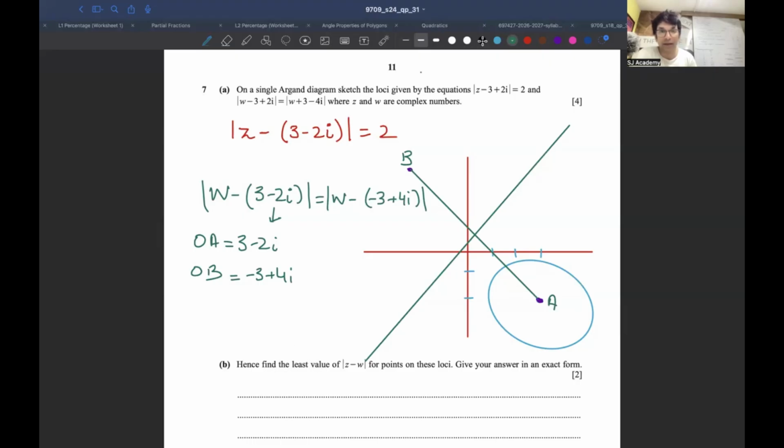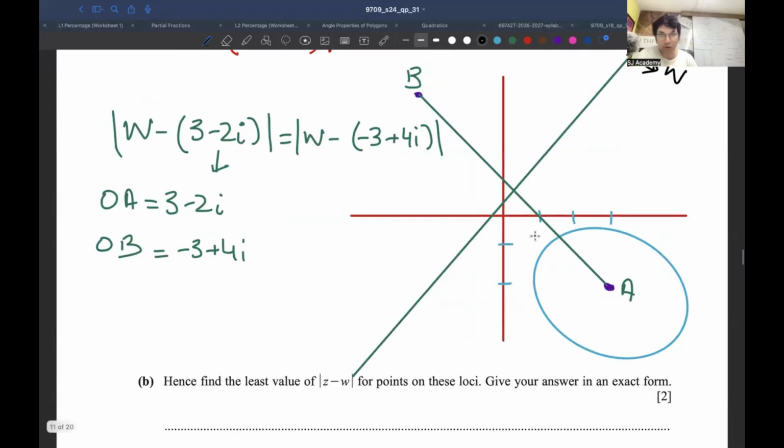अच्छा, अब देखें आप लोग. I know that w is somewhere on this line and z is somewhere on this circle. In part 2, it says hence find the least value of |z minus w|. It means least value कब होगी? जब let's say if z is over here and w is over here, right? अभी कैसे निकाले? देखो, हमें क्या पता है ऑलरेडी कि ये रेडियस जो है 2 है.